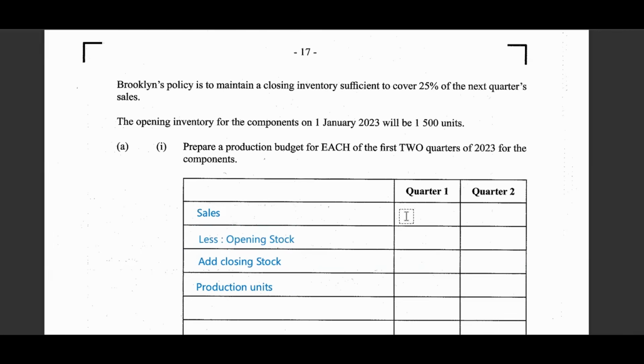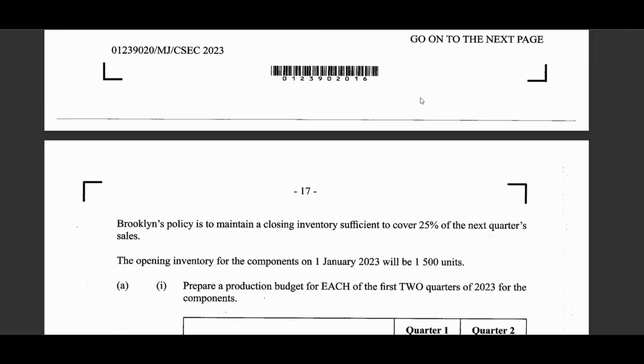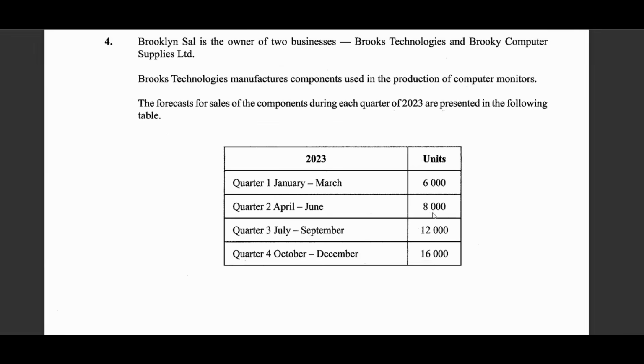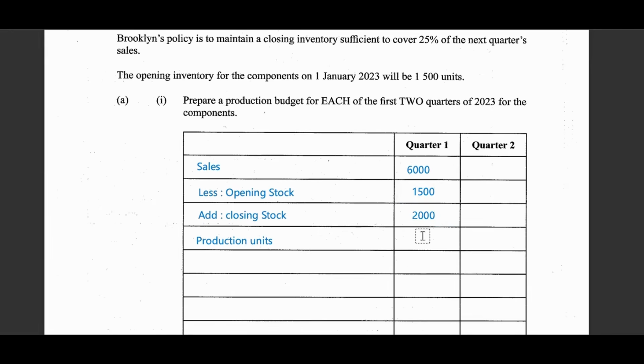So sales in quarter 1, 6,000. Opening stock would have been 1,500. Closing stock would have been 2,000. Remember, closing stock had to be sufficient to cover 25% of the next quarter sales. Next quarter sales would have been 8,000. 25% is 2,000. So that's why we put our 2,000 down here. So production units worked out to be 6,500.